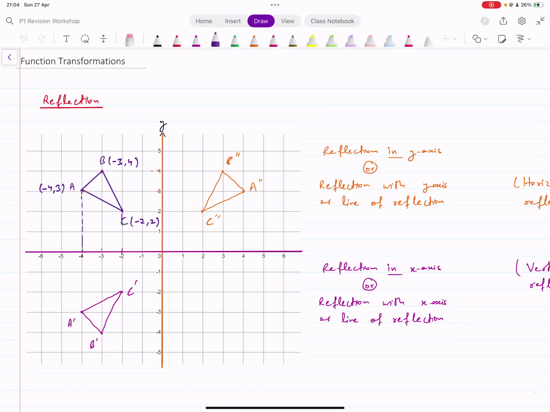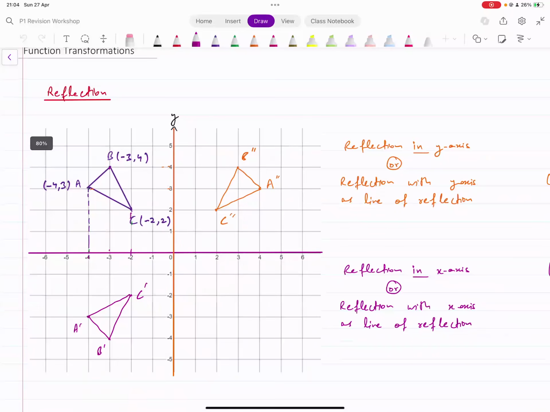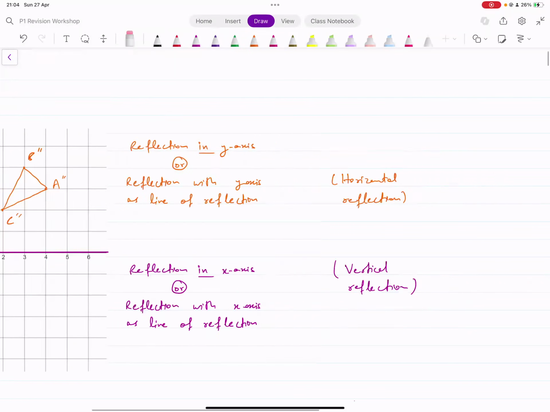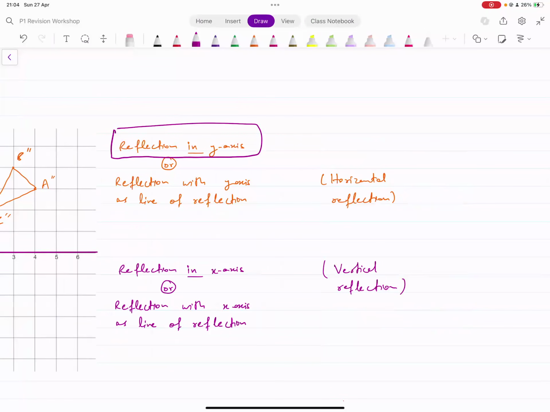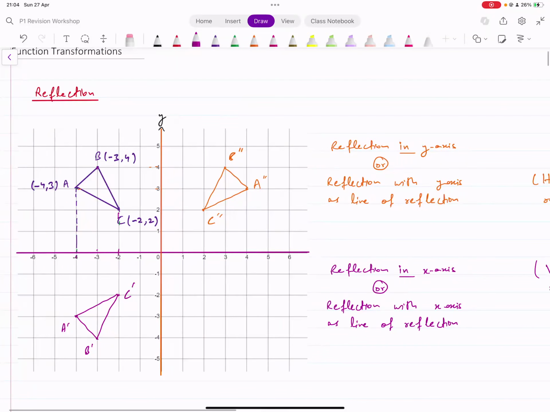Now there are only going to be two types of reflections: reflection in x-axis and reflection in y-axis. If you have this triangle here on the left side, it can either be reflected in x-axis like this or y-axis like this. How would you describe this? You would say either reflection in x-axis, in y-axis if it's in y-axis, or you would say reflection with y-axis as the line of reflection. Do not write reflection along y-axis. That's not acceptable.